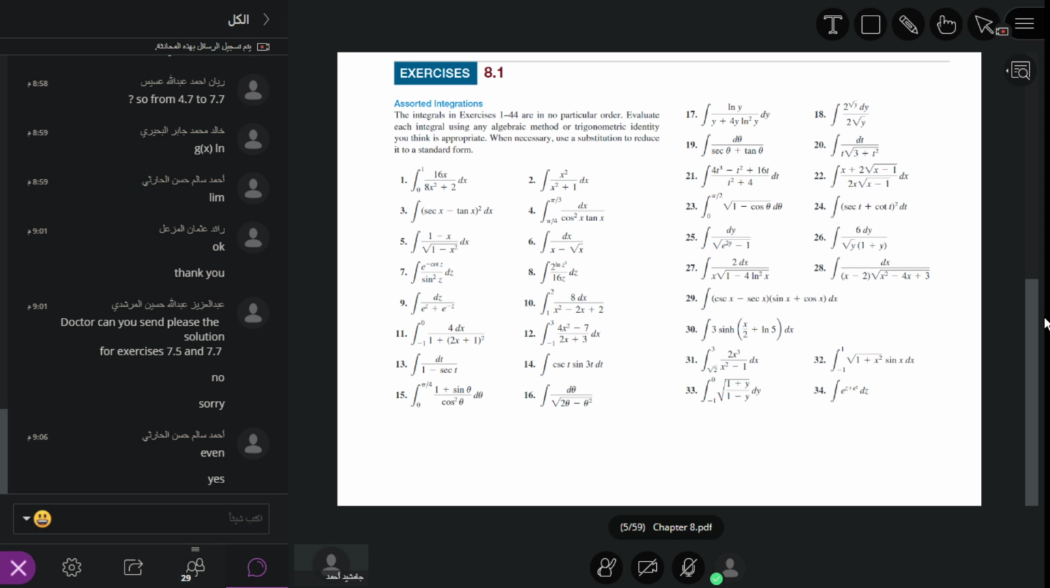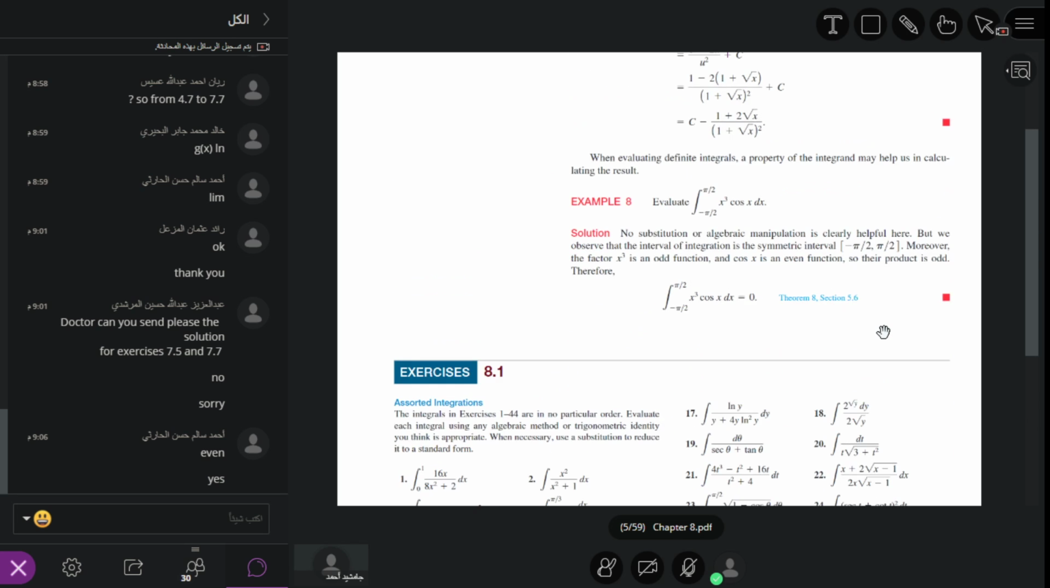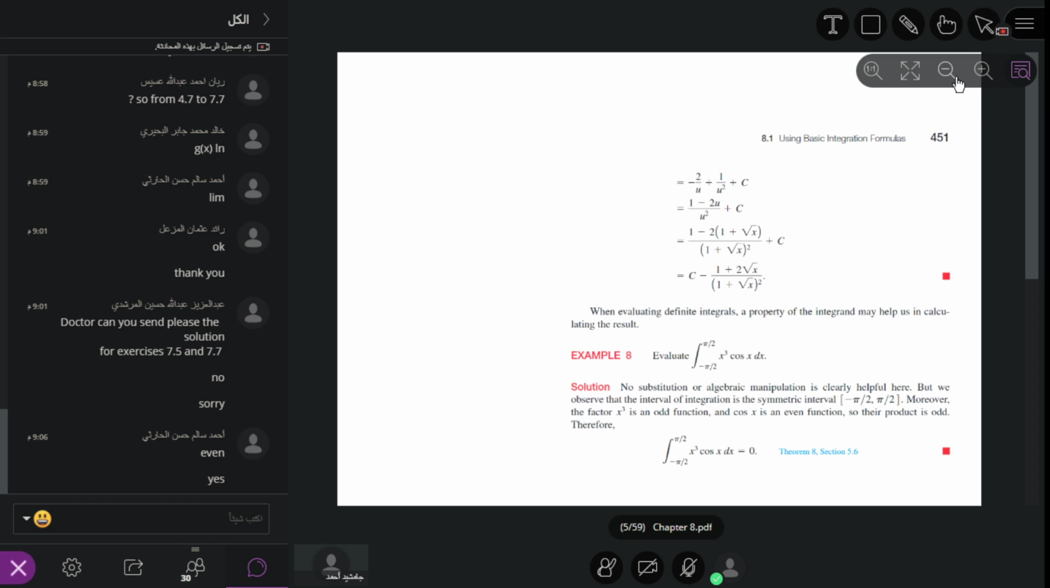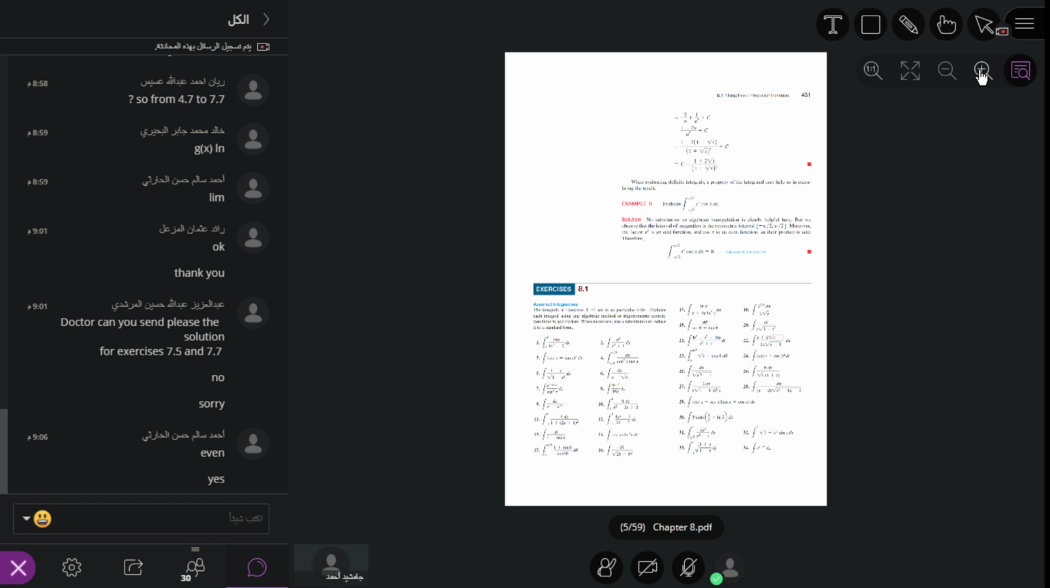So after that, we conclude that the integral from minus pi by 2 to pi by 2 of x to the power 3 cosine x dx is equal to 0. Now, if we see exercise 8.1.